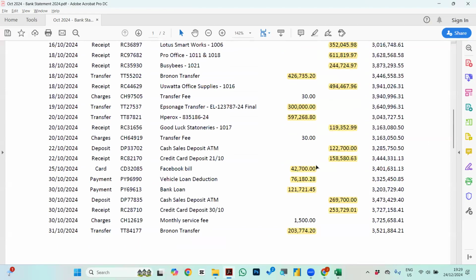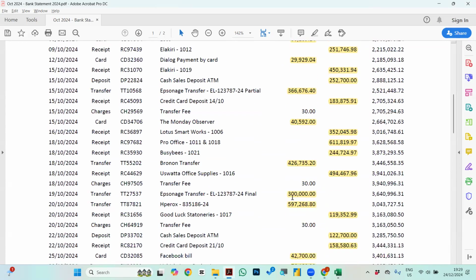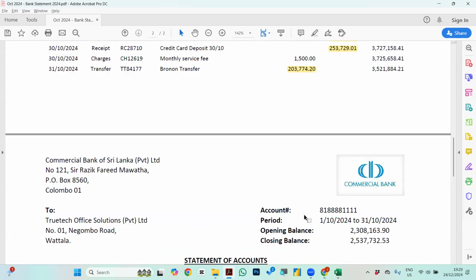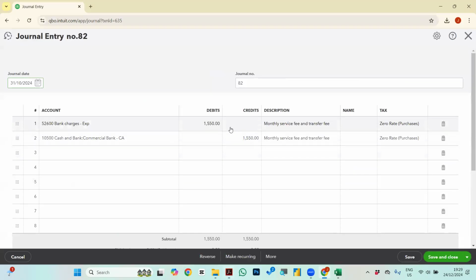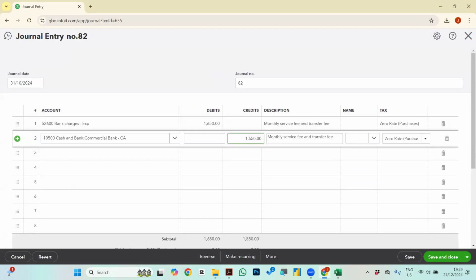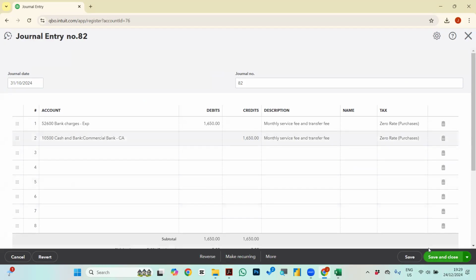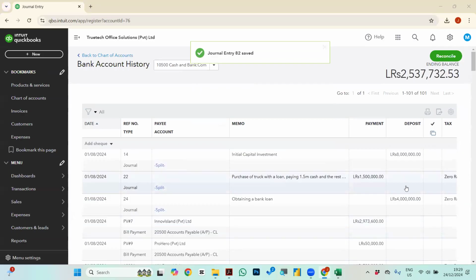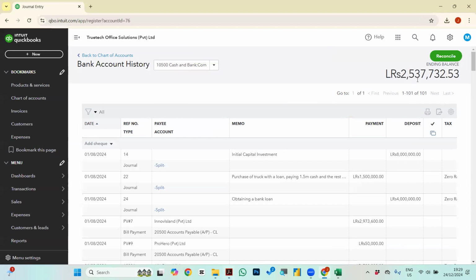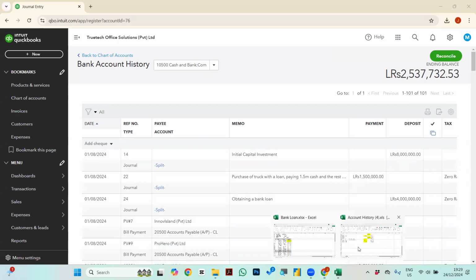Yeah, this should be here. You see here, the total bank charges are 30, 60, 90. Again here, another 60. So 150 plus 1,500. So it's 1,650. Yeah. So you have to make sure you put the correct amount also. One mistake changes everything. So now the balance you see here, your bank balance is 2537732.53. The bank statement is perfectly matching. So we have the proper bank statement. It's done properly.